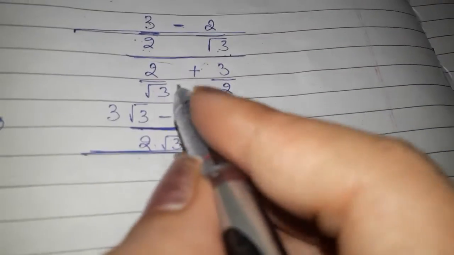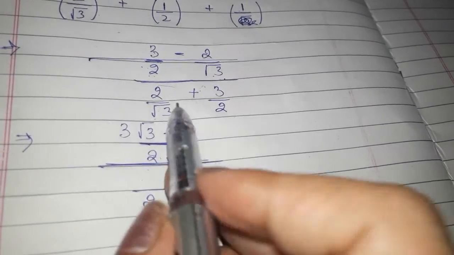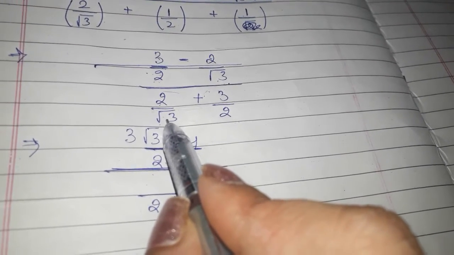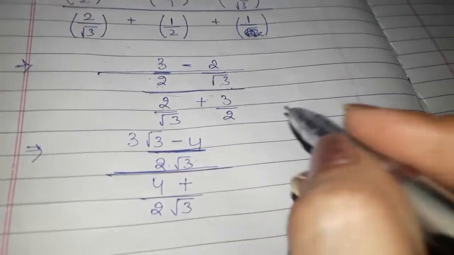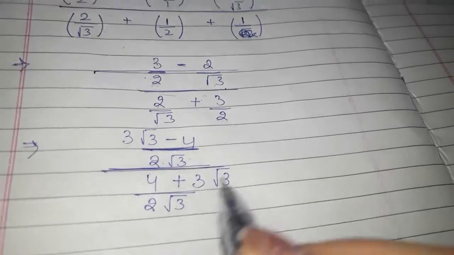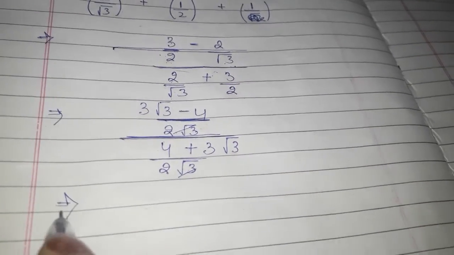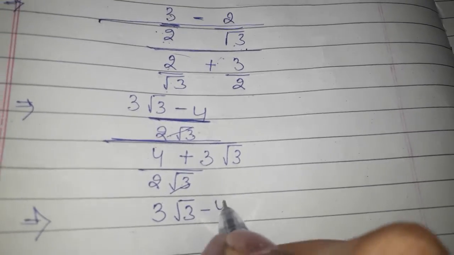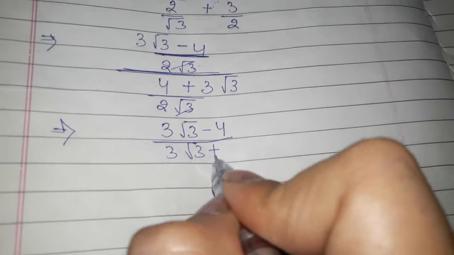Upon here, LCM will become 2 root 3. It will become 2 root 3 upon root 3. Root 3 will get cancelled out. 2 into 2 will be 4. Plus, 2 will get cancelled out here. It will become 3 root 3. Now this 2 root 3 will be cancelled out. Terms here are 3 root 3 minus 4. I will write it as 3 root 3 plus 4.